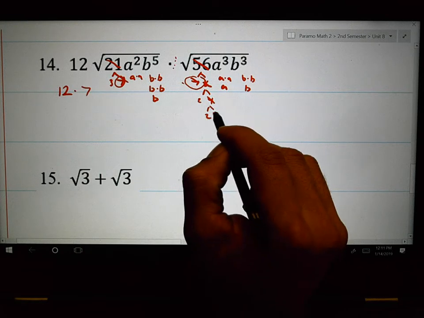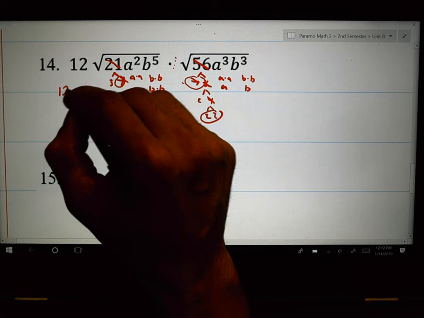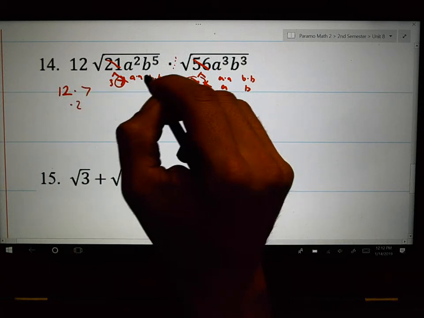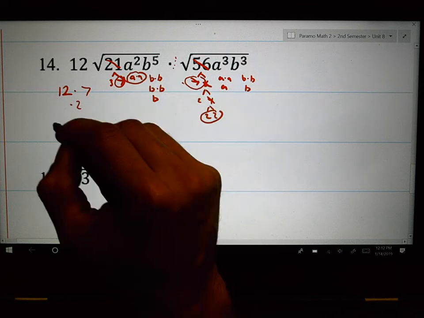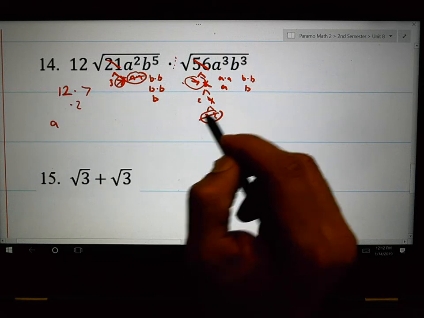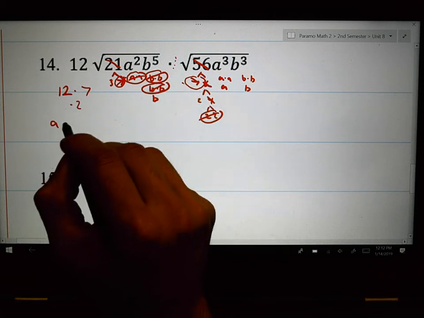I can circle the 2 and the 2, and the 2 gets to pop out over here with the 12 times 7 times 2. I get to pull out the A times A. There's an A. Cross that off. I'm going to cross them off when I'm done just so I don't get confused. I'm going to pull out this B and this B. B times B.